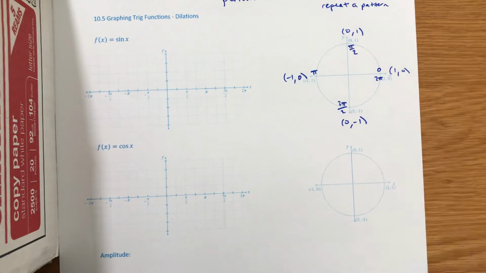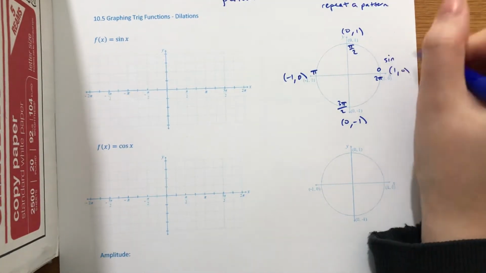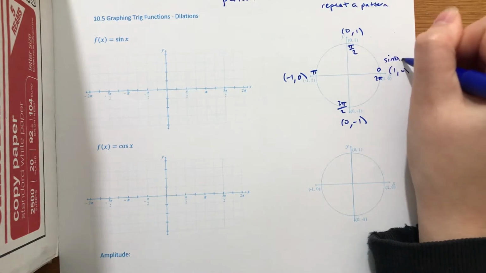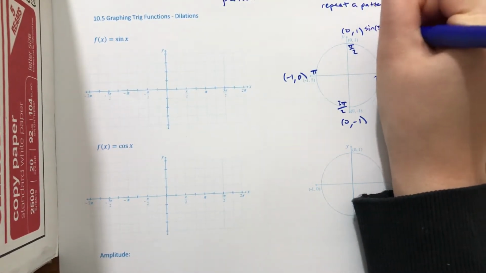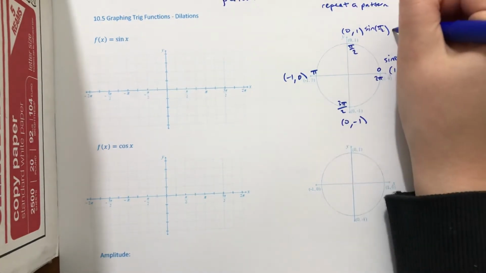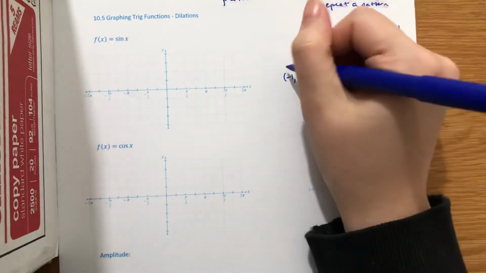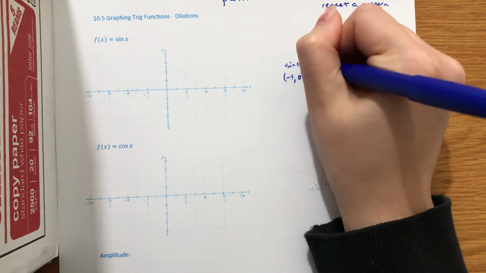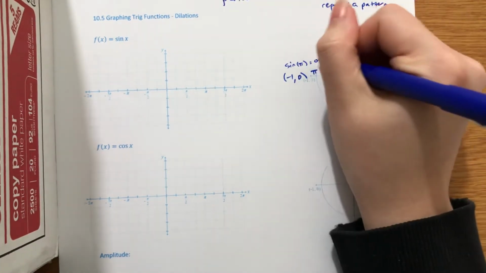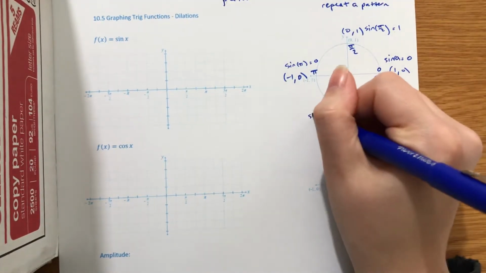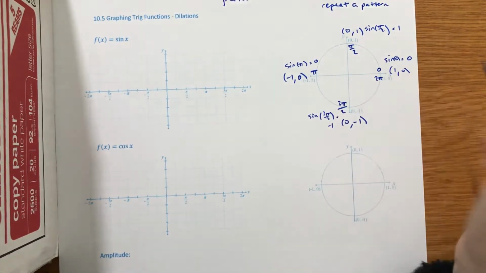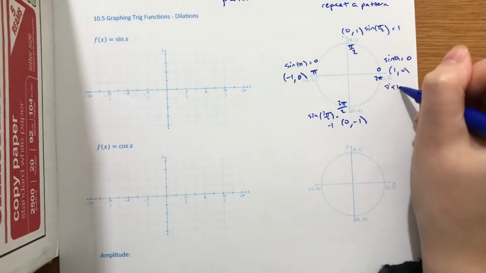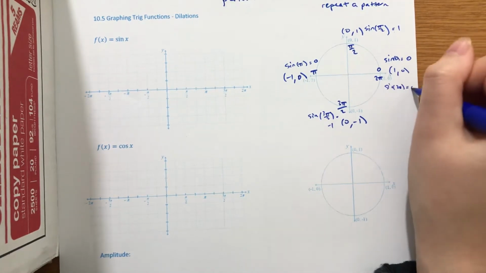So remember, a coordinate is cosine, sine. Your sine value at 0, so sine of 0, would be 0. Sine of pi over 2, what's the sine value? It's 1. Sine at pi, the y value is 0. Sine of 3 pi over 2, the y value is negative 1. And then at 2 pi, sine of 2 pi would be, same spot, 0.